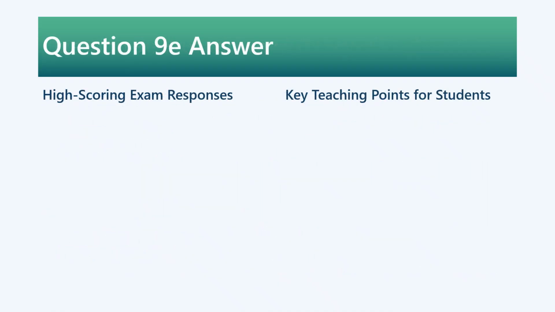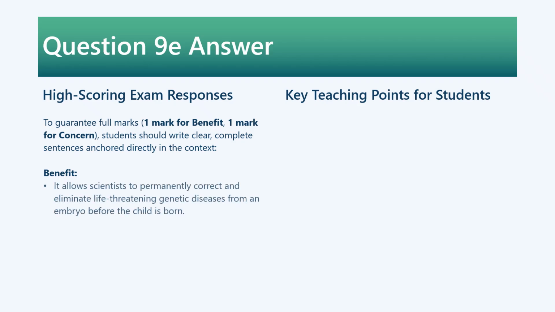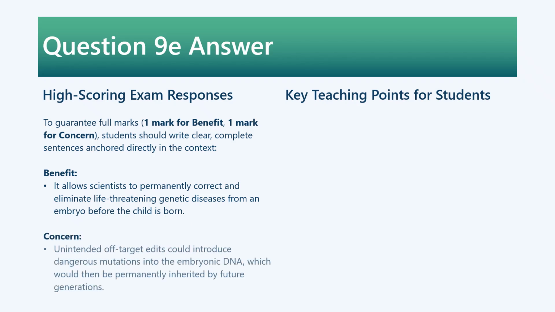High-scoring exam responses. To guarantee full marks, 1 mark for benefit, 1 mark for concern, students should write clear, complete sentences anchored directly in the context. Benefit: it allows scientists to permanently correct and eliminate life-threatening genetic diseases from an embryo before the child is born. Concern: unintended off-target edits could introduce dangerous mutations into the embryonic DNA, which would then be permanently inherited by future generations.